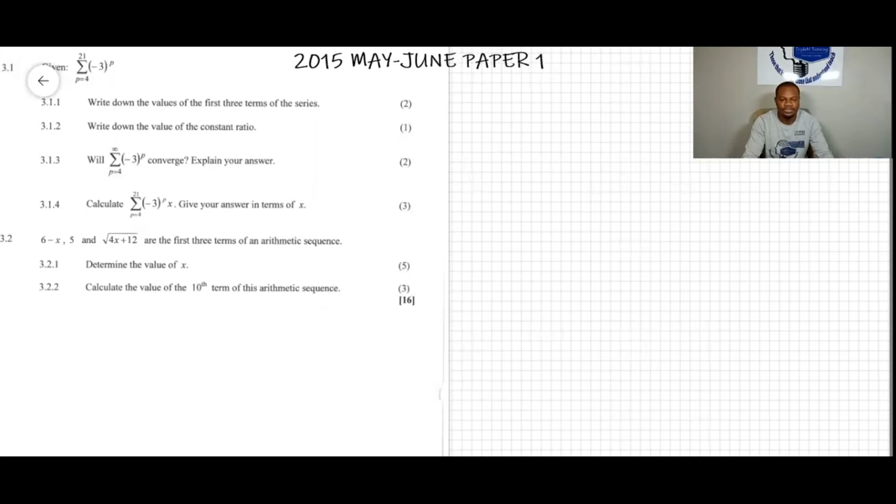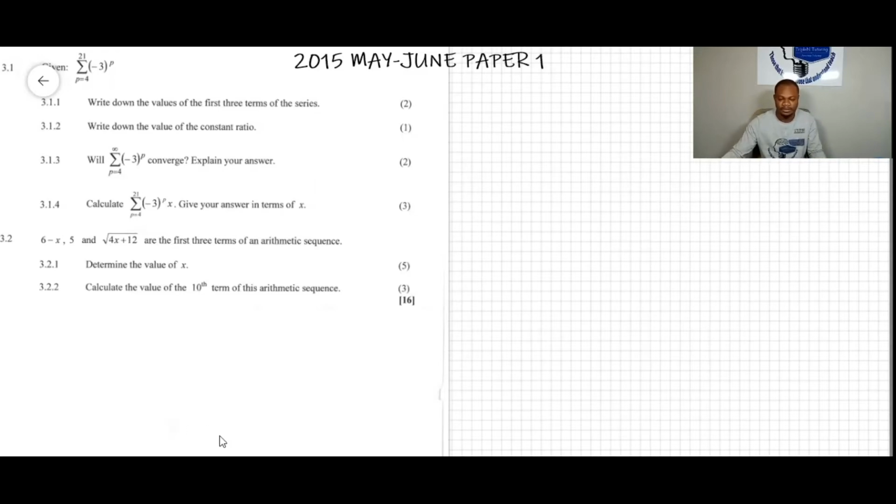We have this question here, 3.2, that says 6 minus x, 5, and square root of 4x plus 12 are the first three terms of an arithmetic sequence. The question says determine the value of x. Okay. What we need to know is that an arithmetic sequence has, okay, let me first write the question.